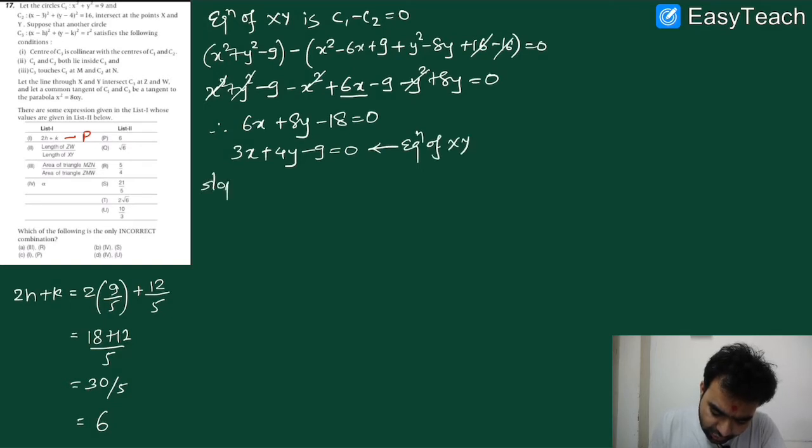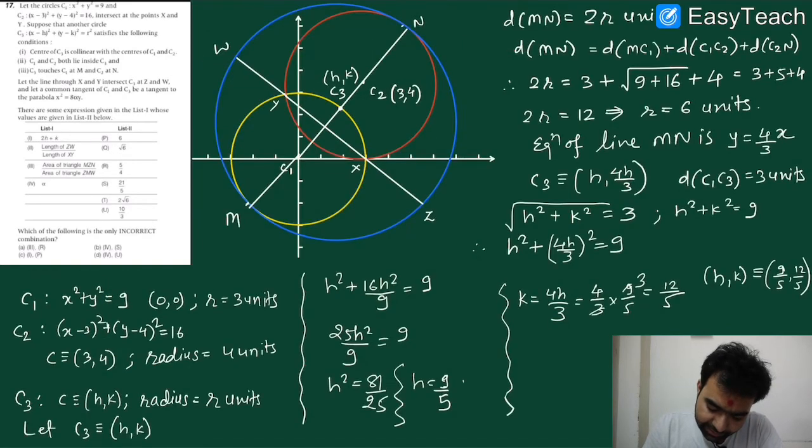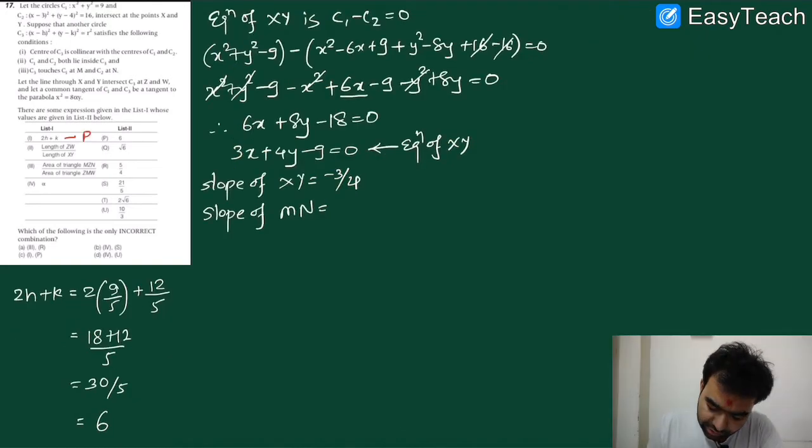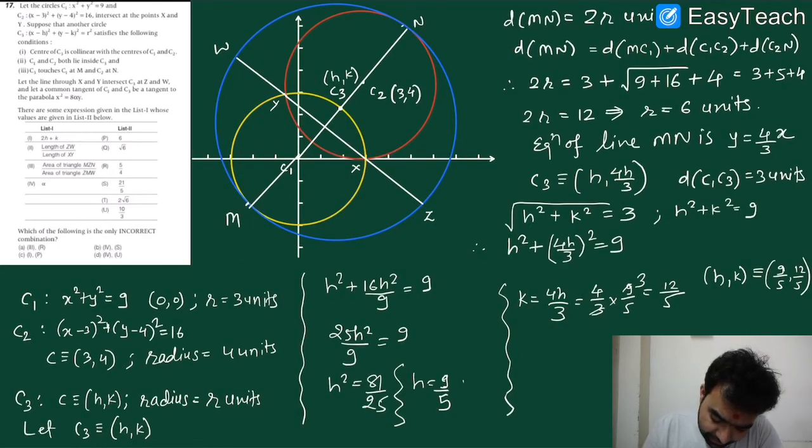Now slope of XY is minus 3 by 4, and the equation of MN is 4x minus 3y equal to 0, so slope of MN will be 4 by 3. So slope of XY into slope of MN is equal to minus 1. It implies that XY is perpendicular to MN. Let us say the point of intersection is P.